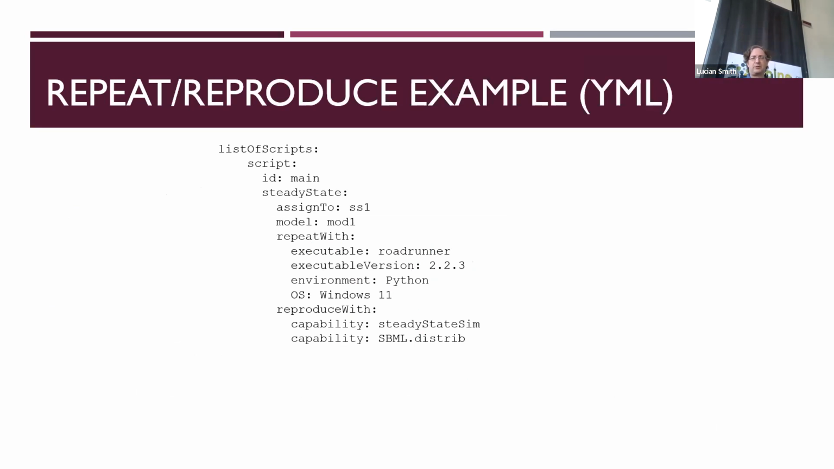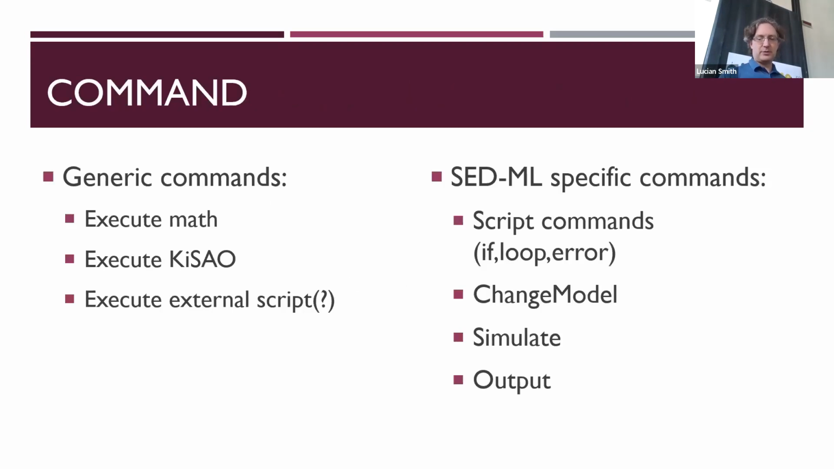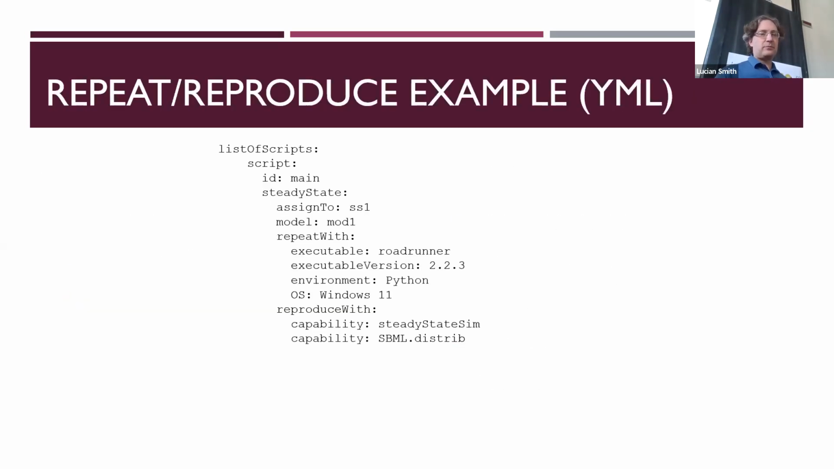So here is an example. I have my command, my steady state command. I'm assigning it to a local variable. I'm using model 1. So here in my script, I am running the steady state thing, but then I also give it a child: repeat with this. Roadrunner version 2.2.3 in Python on Windows 11. That's literally what I was using when I created the SED-ML file. So if I want the exact results, that's what I would use.